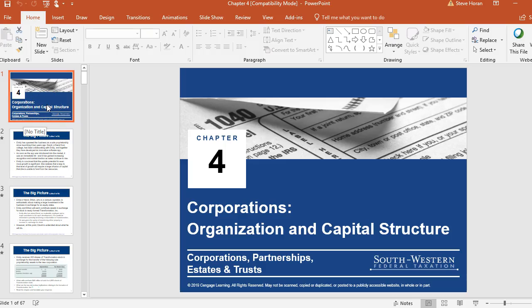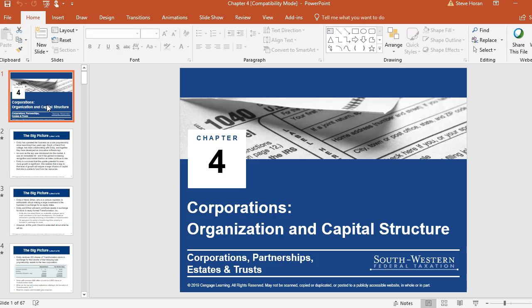Well, welcome to Chapter 4. As typical, we start out with the big picture, which we'll get to in just a second. This chapter really deals with what are the rules, or how do you start a corporation? How do you organize that? So imagine somebody having a business idea, wanting to start a corporation, existing businesses turning into corporations, and so on.